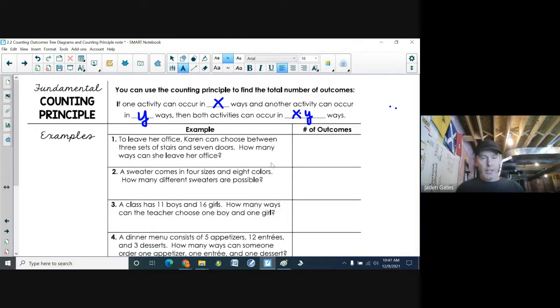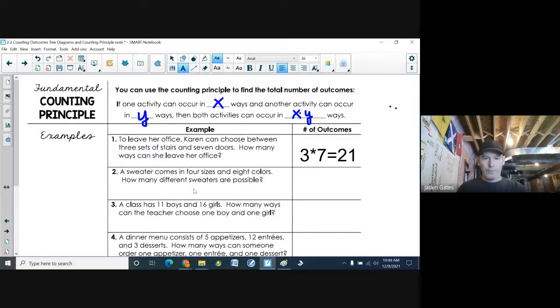Now, example number 1. To leave her office, Karen can choose between 3 sets of stairs and 7 doors. How many ways can she leave her office? Well, there are 3 sets of stairs, and we're going to multiply that by the fact that she's got 7 doors she can choose. And so how many ways can she leave the office? Well, 3 times 7 gives us 21. Now, again, that's just the total outcomes. It's not giving us our sample size or anything.